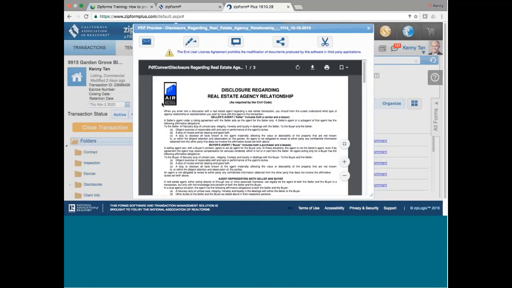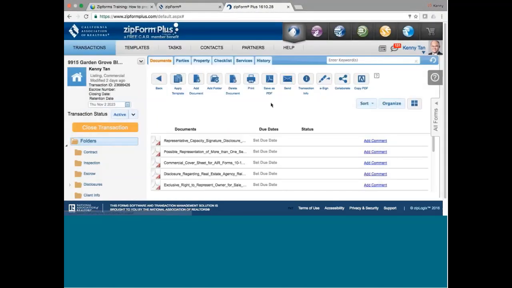So when you're using AIR, you use the AIR agency disclosure. But the content is actually the same as the CAR agency disclosure. There's really no difference between the AIR or the CAR. But since I'm using AIR, I'm using AIR forms all the way, okay? So that's something that will be required to be signed, even for commercial, okay? Don't forget, or else you don't have a valid listing, okay?